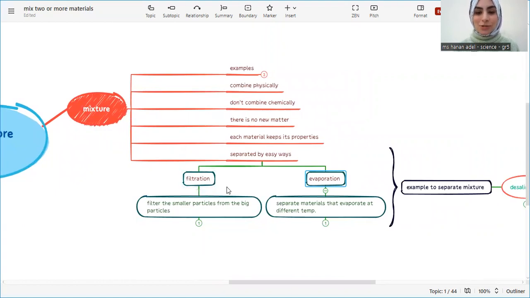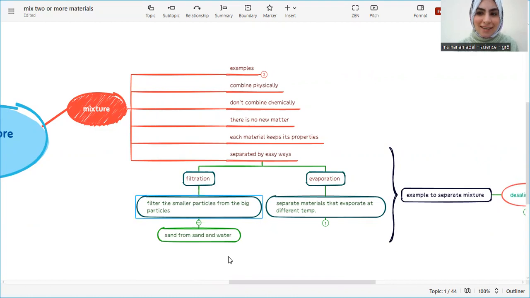Filtration is used when I want to separate the smaller particles from the bigger ones. So it's for something that doesn't dissolve in water, like sand and water. Sand is a big particle, water is a small particle. They will not dissolve in each other, so we can use filtration this way.